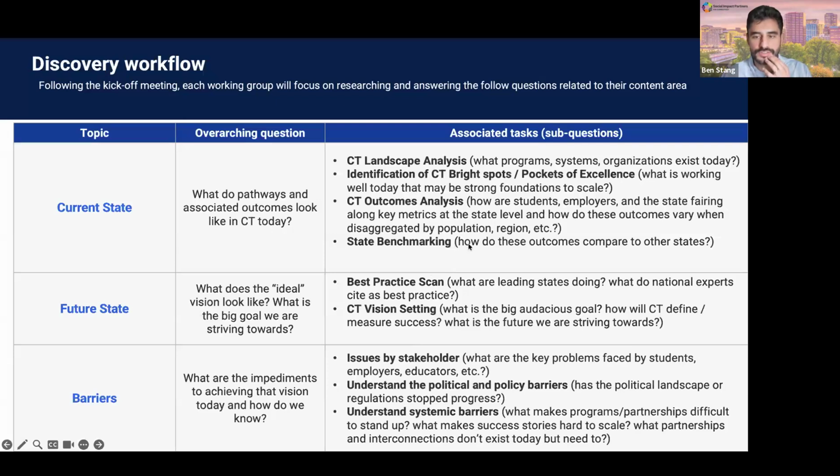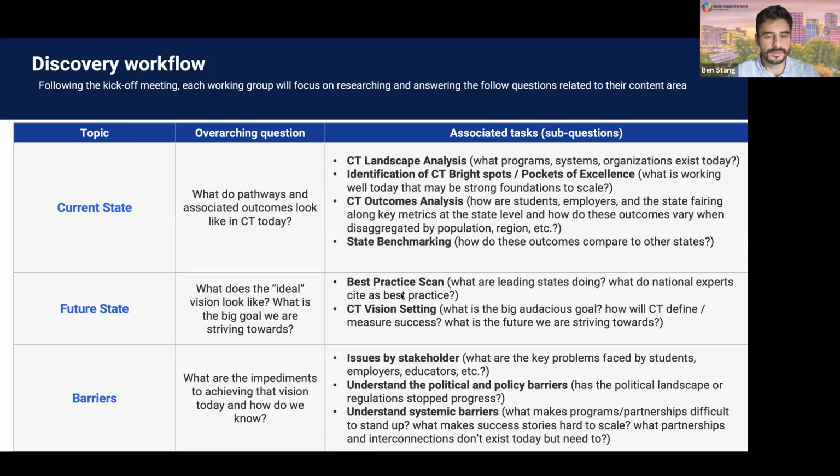And then here are the overarching questions to guide our discussion. What I can do is, after I stop sharing screen, I'll copy and paste this in the chat just so we have it. And we're not tied to this at all. So for current state, what do pathways and associated outcomes look like in Connecticut today? Ultimately, we're doing a landscape analysis of what exists today, where they are, any data that we can gather together. We'd want to highlight bright spots and pockets of excellence of what's working in our state, what we would love to see scale, and outcomes analysis. And also state benchmarking. So how does this compare to other states? Plenty of resources that we can use to get this sort of data.